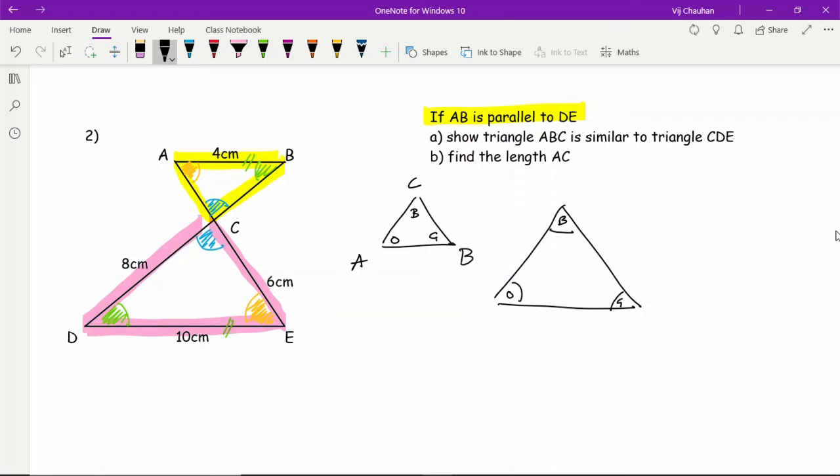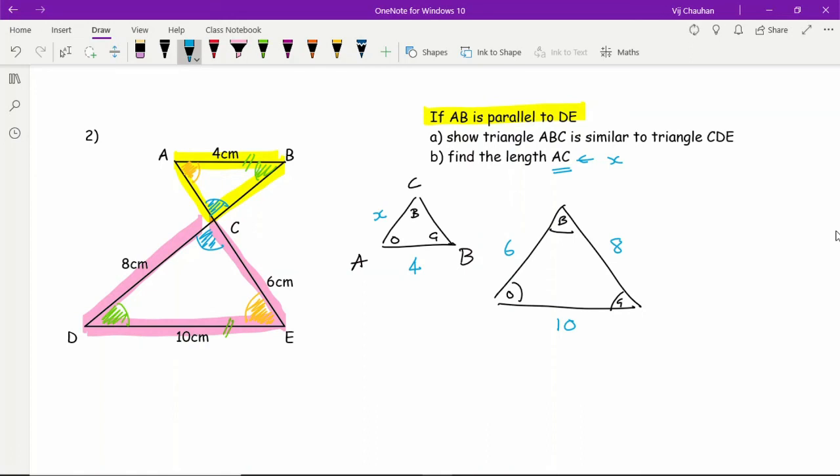And so what I now need to do is label the measurements. I know that A to B is 4 centimetres, and orange to green is going to be 10. On the bigger triangle, I know that the side that links blue and orange is 6, and green and blue is 8. The side I've been asked to find is A to C. Now A to C is the side that's got both orange and blue, which is this one here. So I'm going to call this one X.